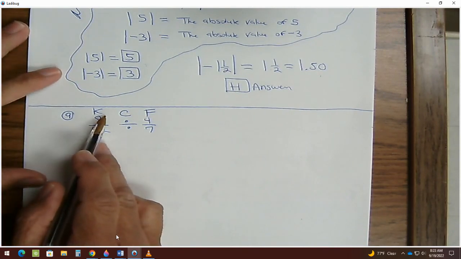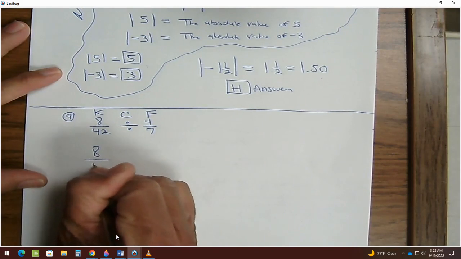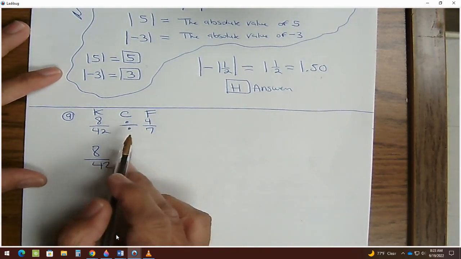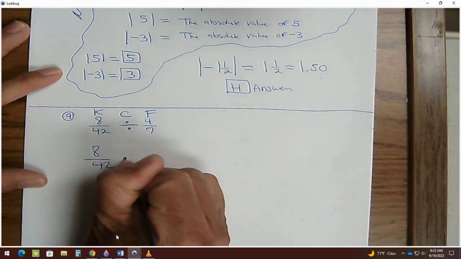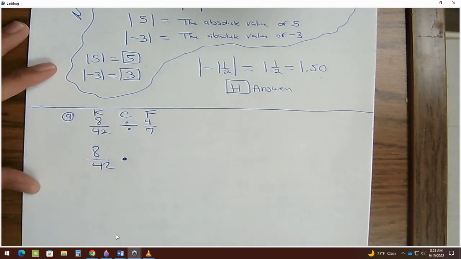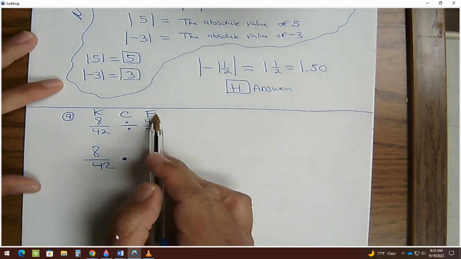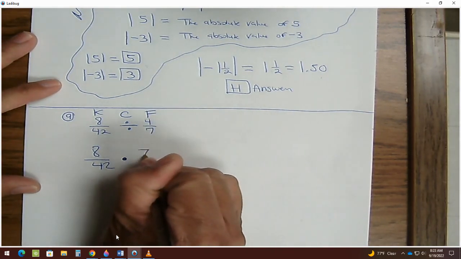The K means to keep it the same. Déjalo igual. That's what the K means. The C means change the division to multiplication. I use a dot for multiplication, but you could use an X if you want, because I haven't taught you that. The F means to flip it. So the 7 is flipped with a 4.